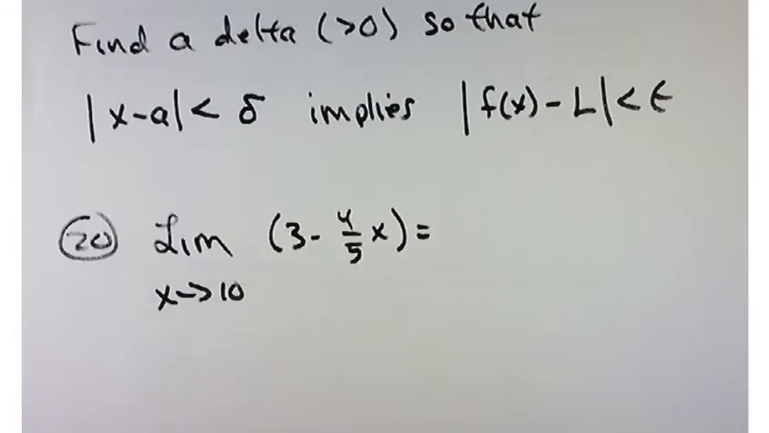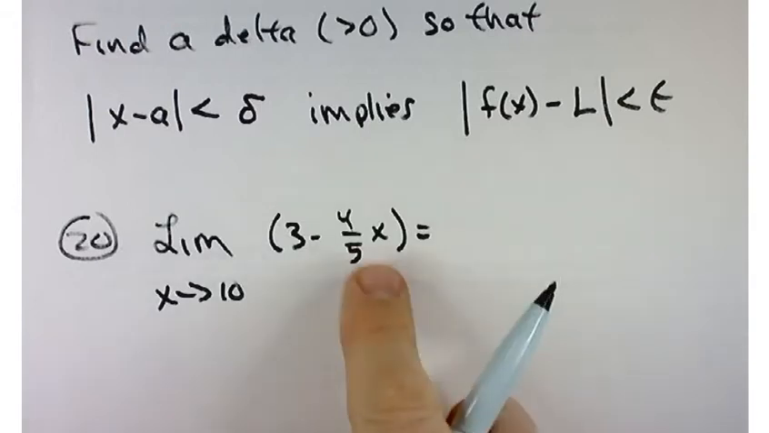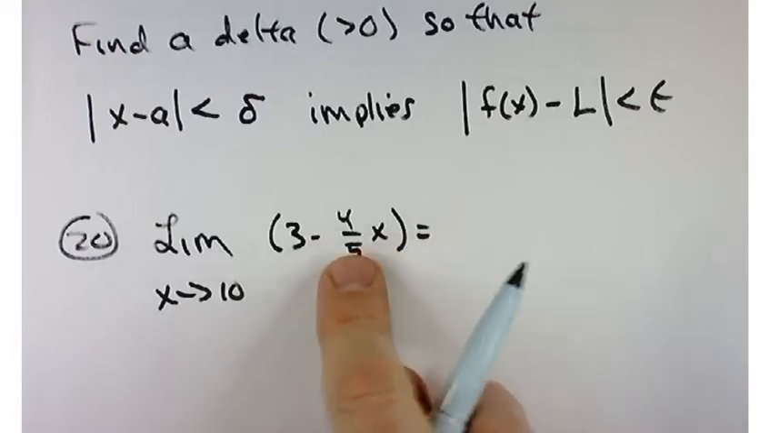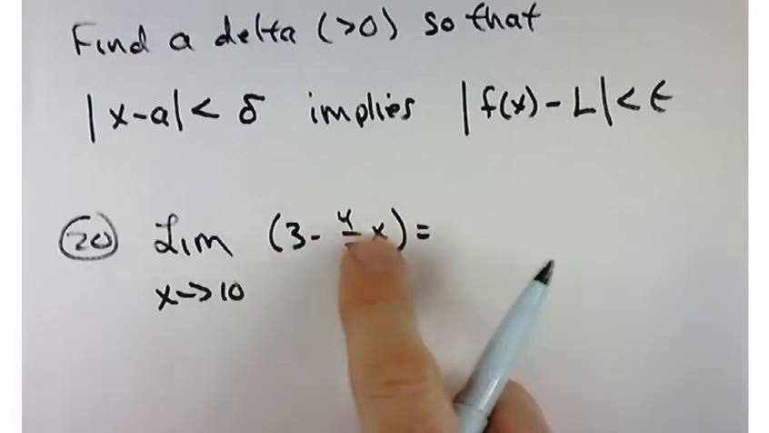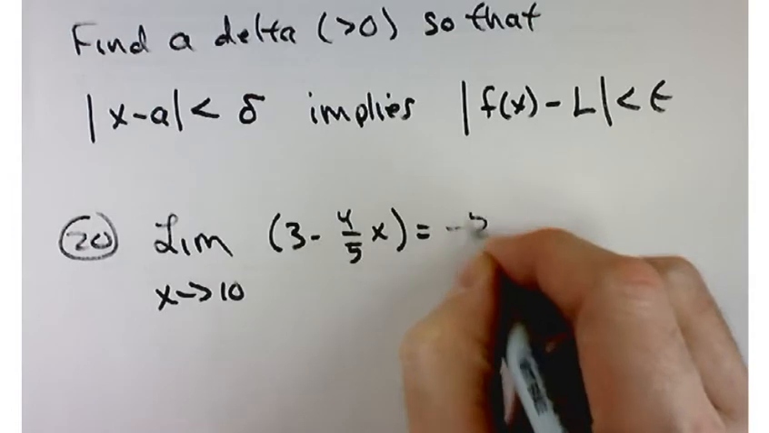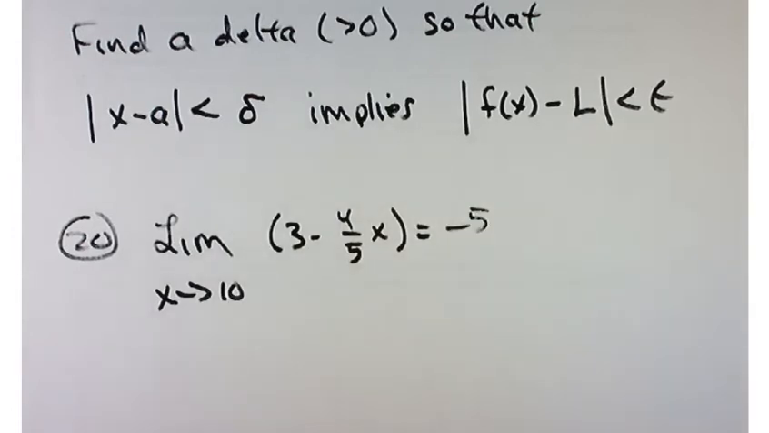Plug it in, right? That's the first and easiest thing to try when you're working with a limit. You plug it in. That's a 10. The 5 and the 10 are going to cancel, so you have 3 minus 8, which would be negative 5. All right, so that's our limit.